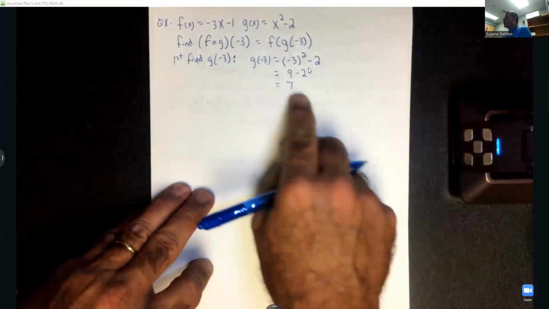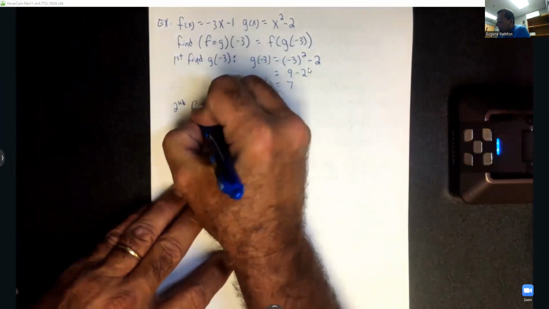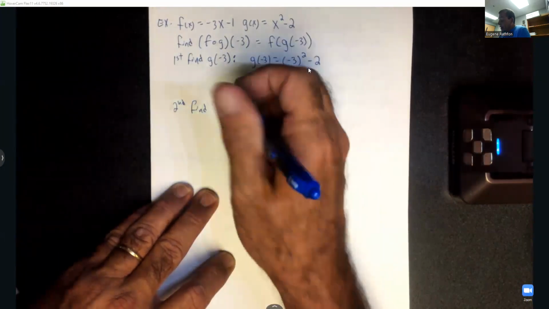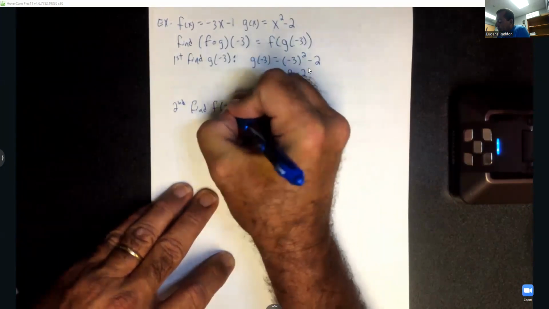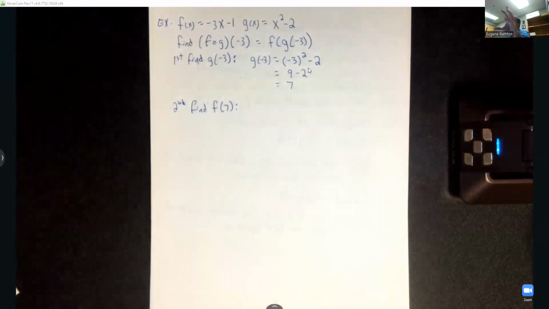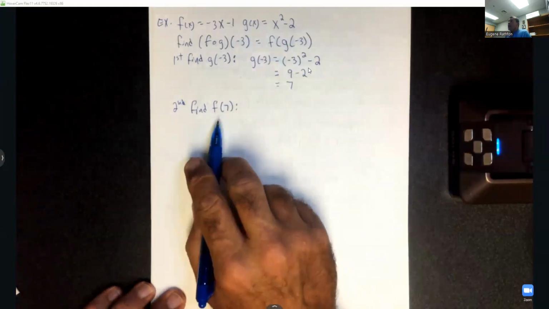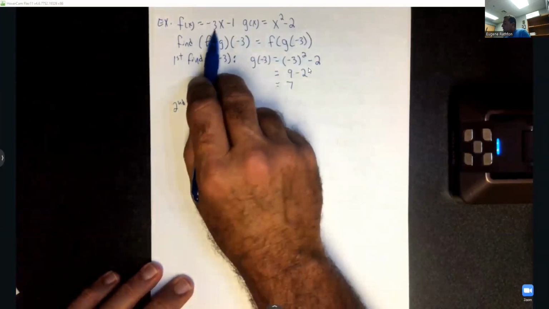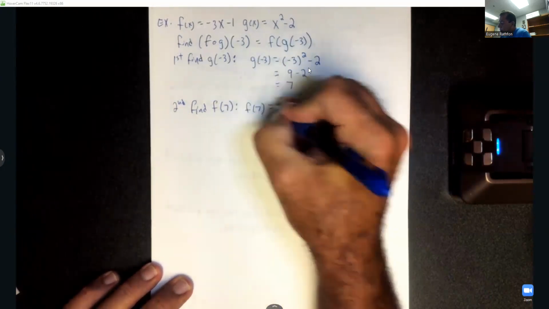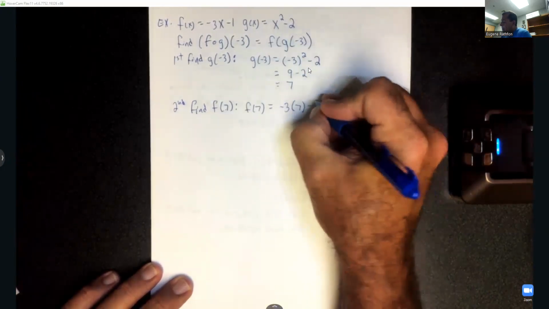So since g of negative 3 equals 7, my second step is to find f of that 7. So it's like you get one answer and then put it into the other equation to get your final answer. So y'all, let's see, f of 7, I would take my f equation, which is negative 3 times x, which is 7, minus 1.